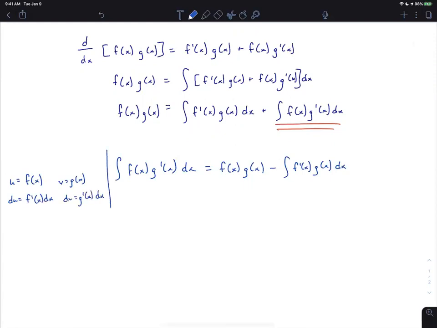So then, again, take a few seconds and let's rewrite this equation in terms of those symbols, in terms of u, du, v, and dv. See if you can rewrite that equation in terms of those, and then check with me again in a minute.